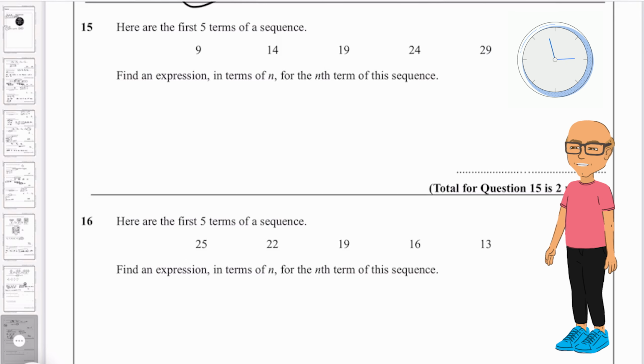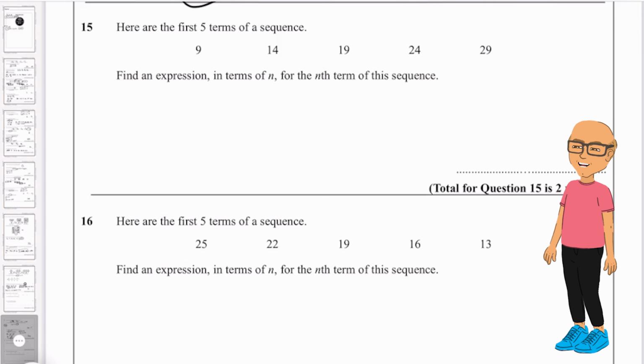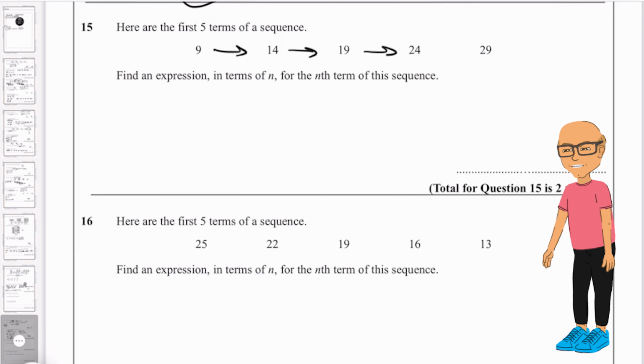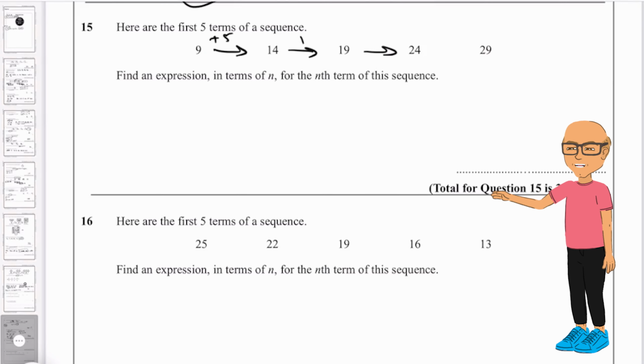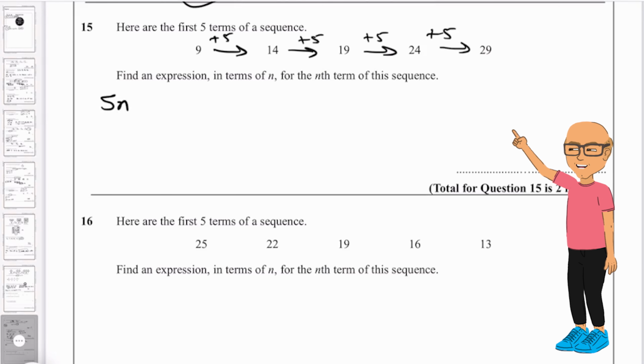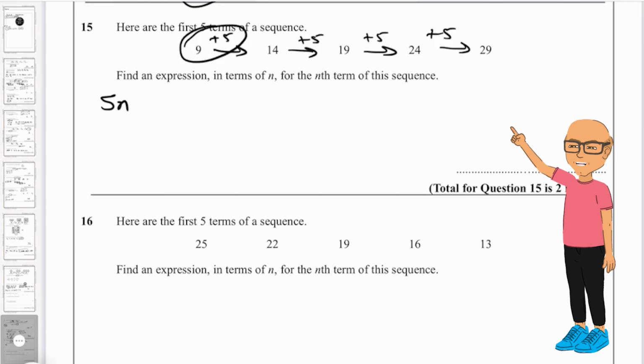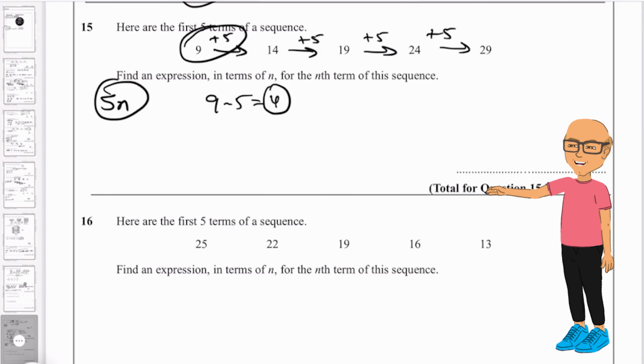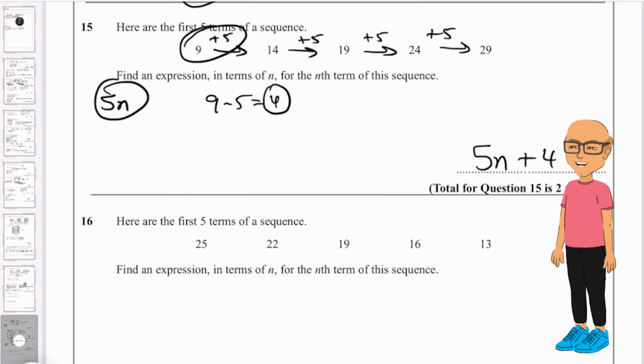Wonderful. Question 15. So let's find our difference firstly. And we know that's going to be plus 5 every single time. So we know that's going to be 5n. And then we get our difference between the first term and how much it's increasing by. So 9 take away 5 equals 4. We then put that together and we have 5n plus 4.